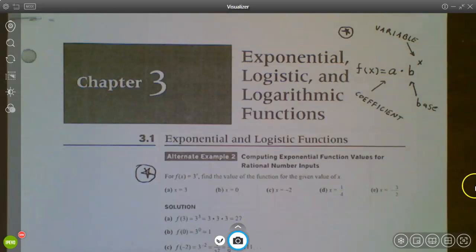All right, guys, here we go, kicking off chapter 3, the wonderful world of exponents and logarithms. So, quick terminology here as we look at a general setup of an exponential function.